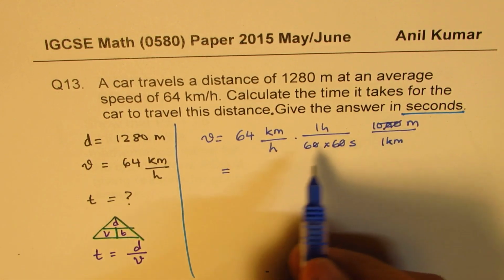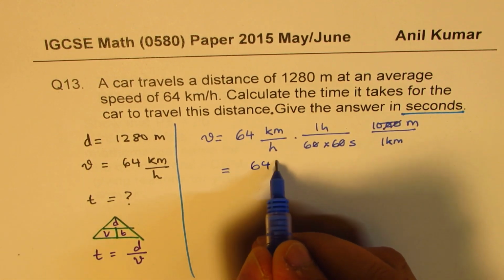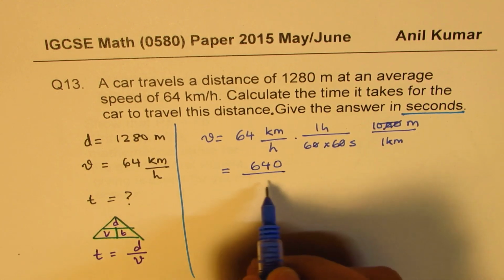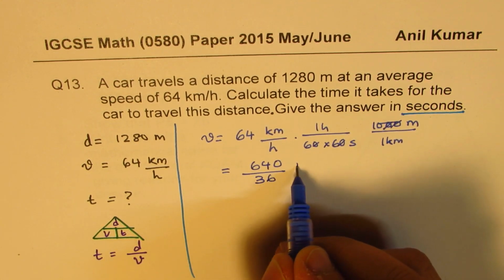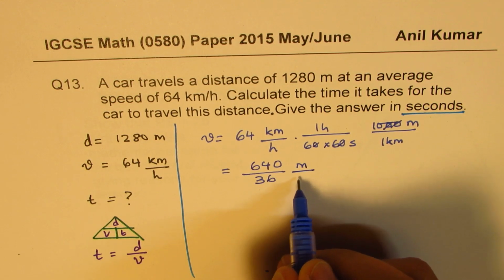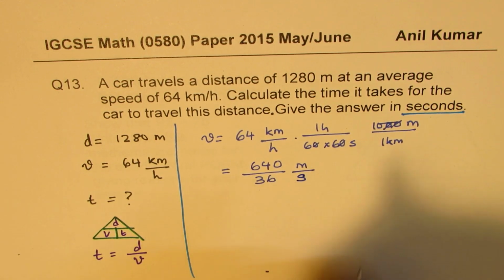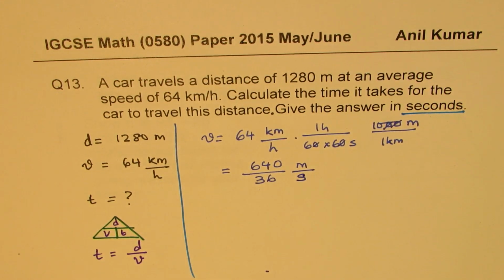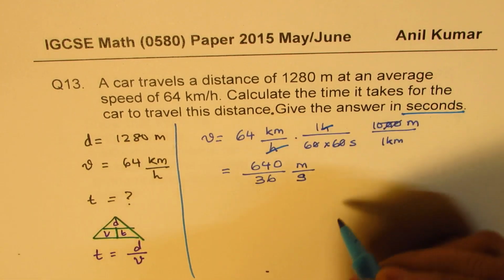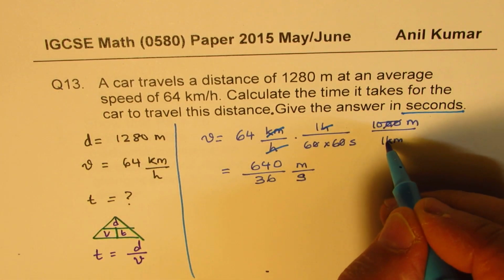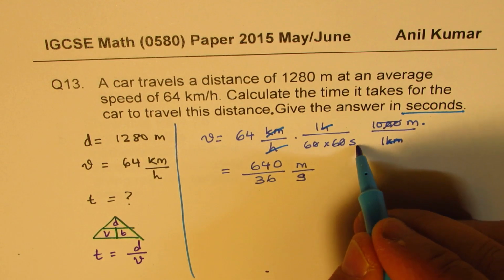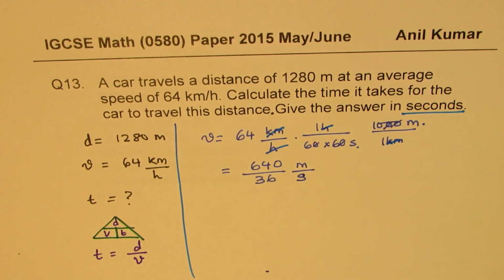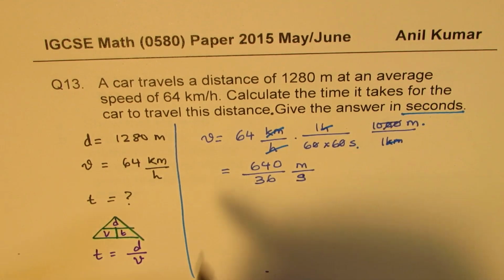I'll write 640 divided by 36. I know it can be simplified, but I'm not doing it, right? Meters per second. Is that clear? Why do we get meters per second? Hours and hours cancel and kilometers and kilometer cancel. So we are left with meters and seconds. Perfect. But what is important here to understand is that we got the same units, right?